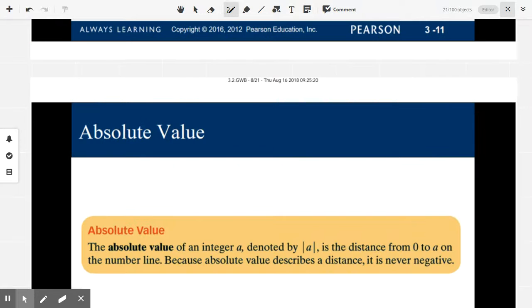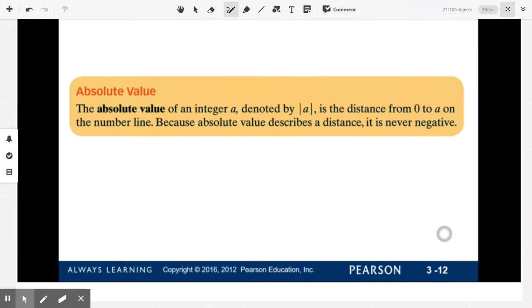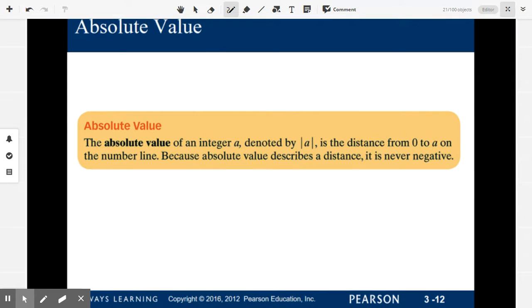All right. Moving on to absolute value. People sometimes get this mixed up and they think it makes a number its opposite, but that's not true. Absolute value, denoted by the straight lines, you put lines around what you want the absolute value of. It is the distance from 0 on the number line.